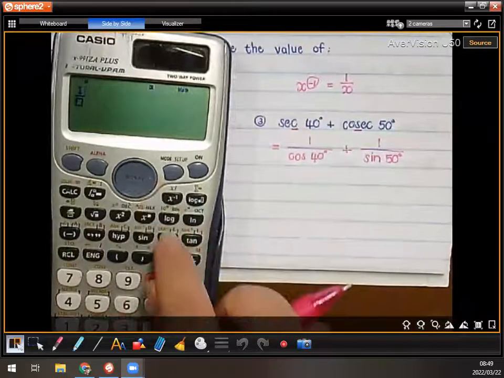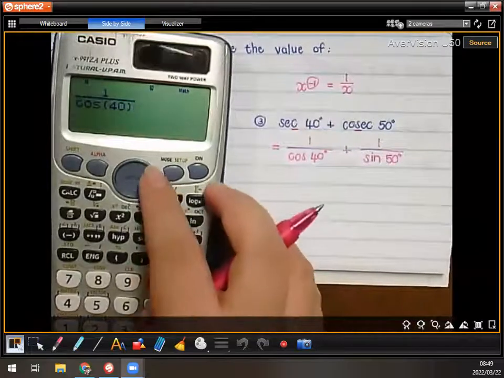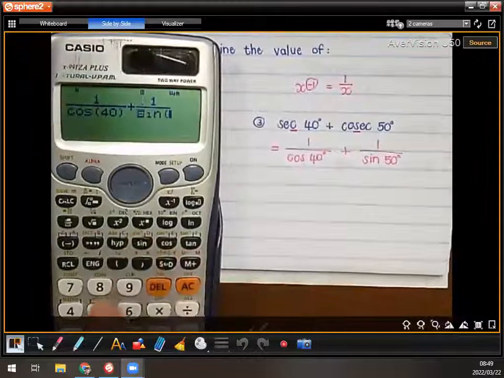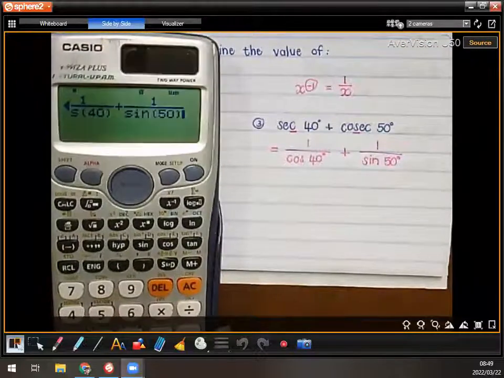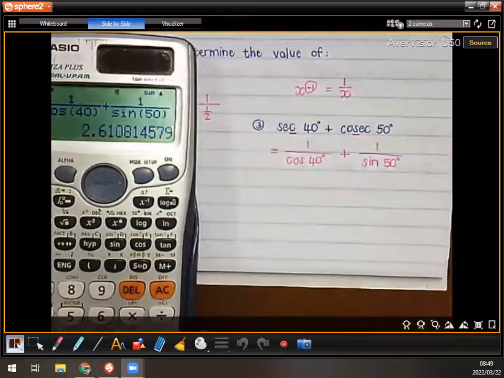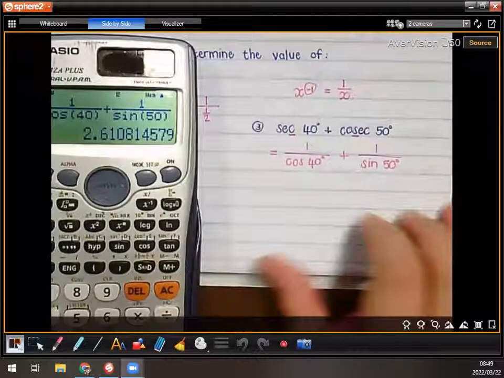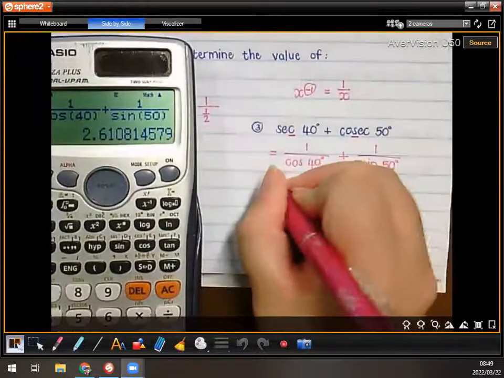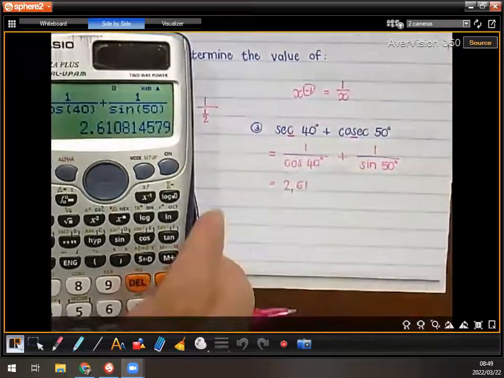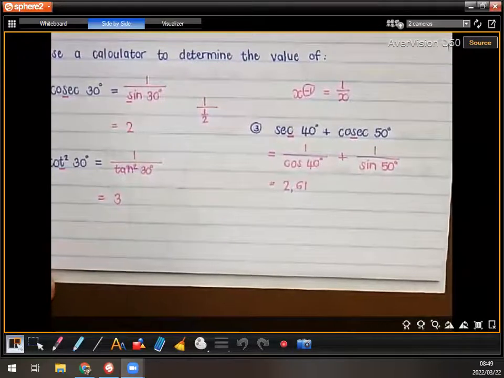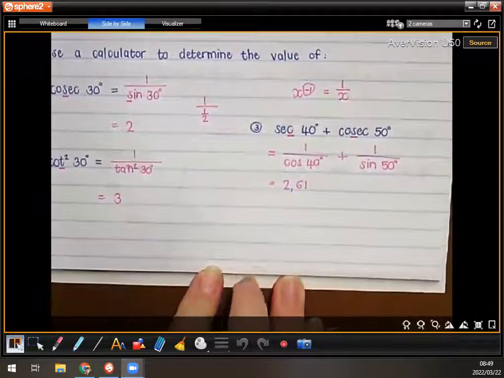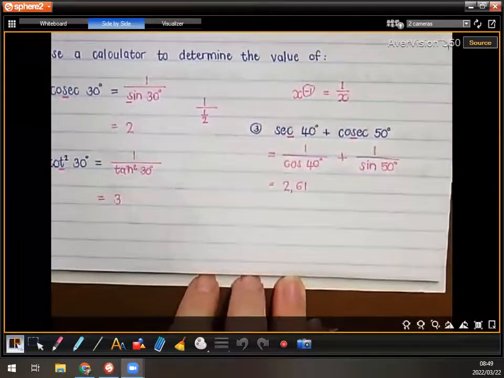One over cos 40, close your bracket, plus 1 over sine 50, close your bracket, equals 2,61. It has to be true, y'all, because they have different... Yes, how would you guys also getting 2,61? Okay, so just, it won't always be a whole number. Nice if it is, okay, but it won't be.